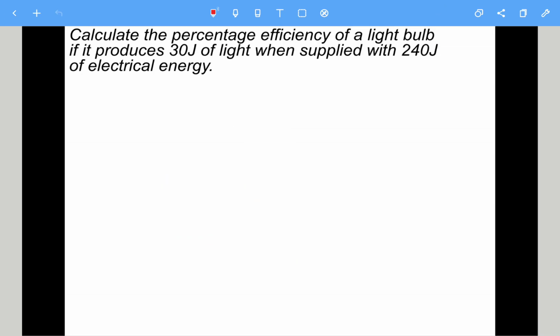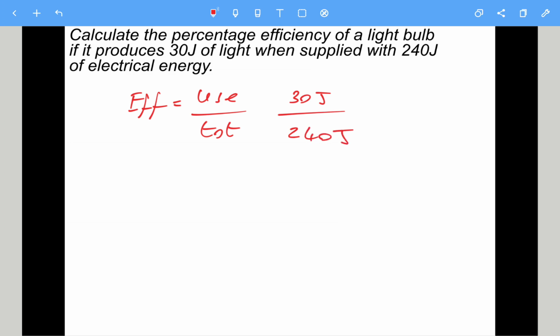So another relatively straightforward one. If you want to pause and have a go, calculate the percentage efficiency, so it wants it in a percentage now, of a light bulb if it produces 30 joules of light when supplied with 240 joules of electrical energy. So the efficiency is equal to the useful divided by the total. Really straightforward. So the useful is 30 joules of light divided by a total of 240 joules of electrical energy. So 30 divided by 240 gives us 0.125. And then we just need to times it by 100 to get it as a percentage from a decimal. So that will be 12.5% efficient.